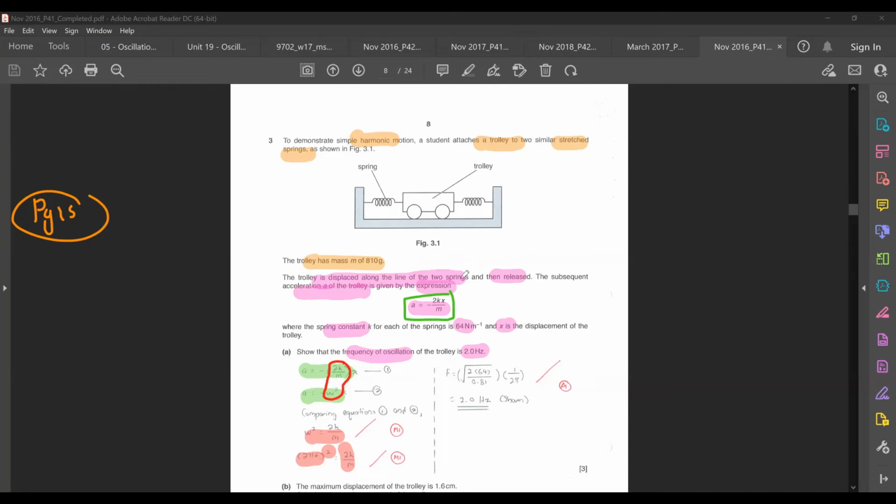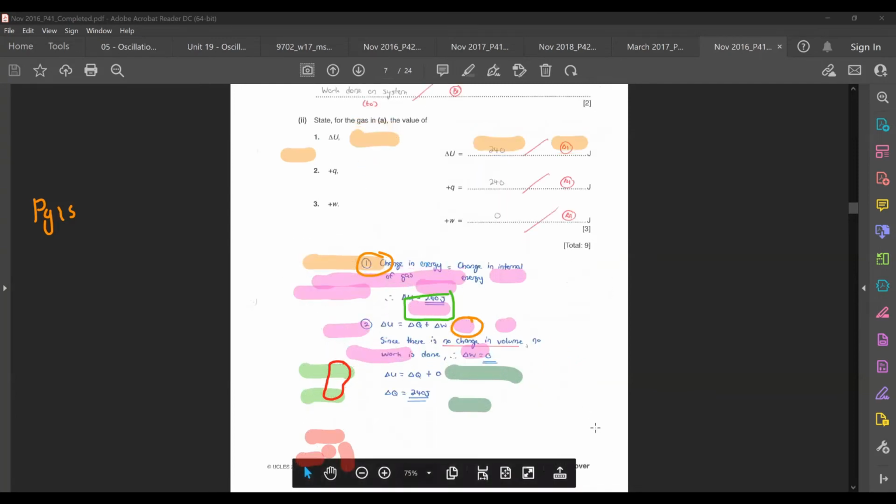You already know that k is 64 Newton per meter. You also know that the mass is 810 grams. Don't forget to change it to kg. So sub in everything and do your maths properly, you should get the answer as 2 Hertz as shown here. Okay, so this is for the first part. Pretty straightforward for a 3 marks question.